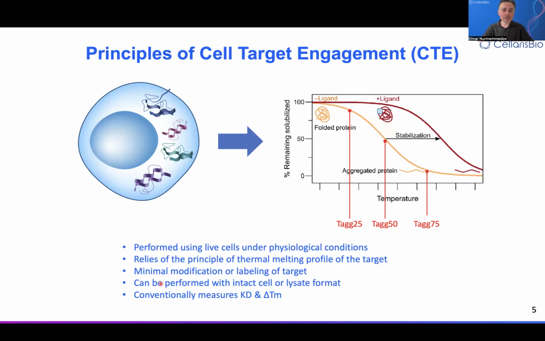So cell target engagement is again very important because it captures the physiological state of the cell and the protein. It relies on the conventional biophysical principles of protein melting, may require minimal or no modification of the target protein, can be performed with intact cells or cell lysates, and it can be used to extract kinetic measurements or thermodynamic constants.